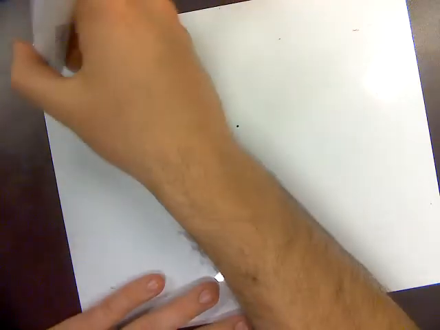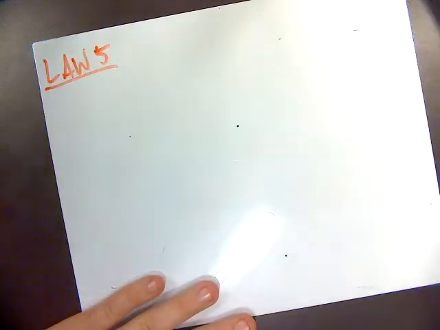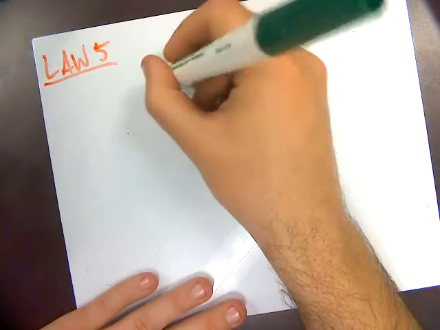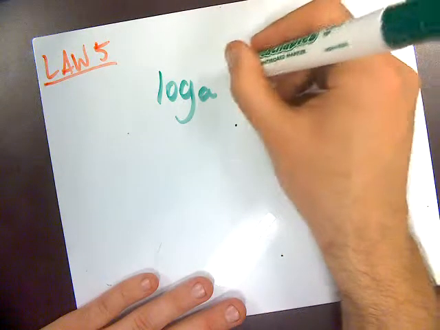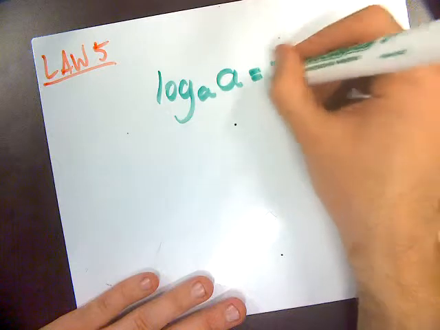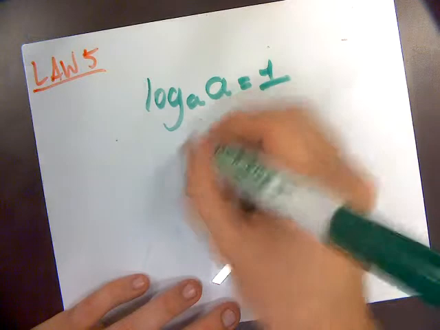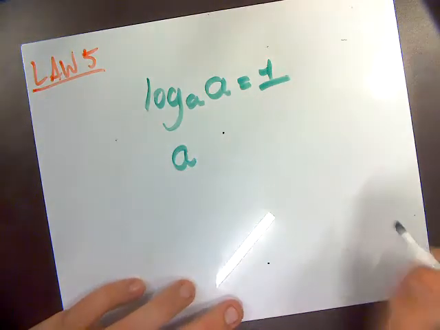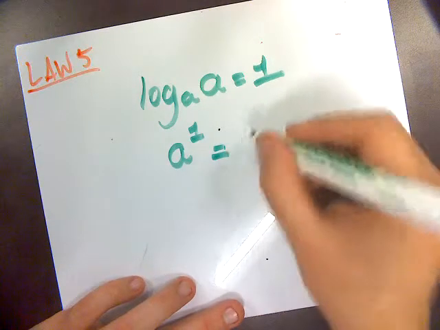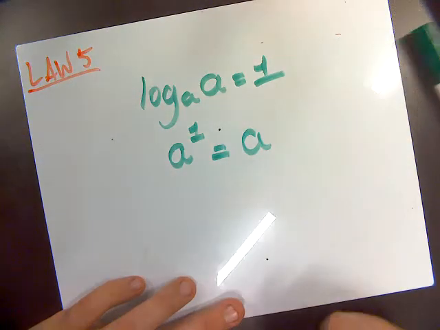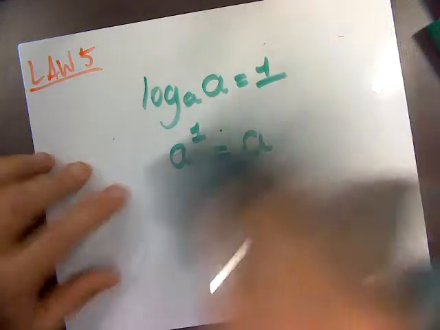So let's go to law 5. Now, logarithm law 5 says that the logarithm of base a of a is going to equal 1. Again, if we write this in index form, it's going to make more sense. So we know we have a base of a, and it's going to be a power of 1. So anything to the power of 1 is simply going to equal itself. Pretty straightforward stuff.